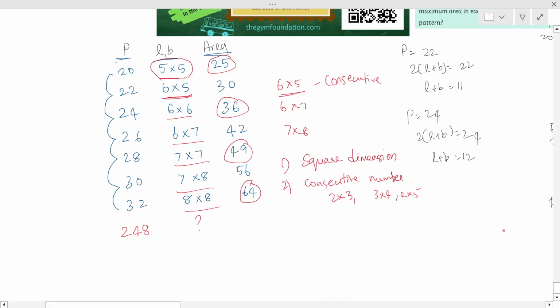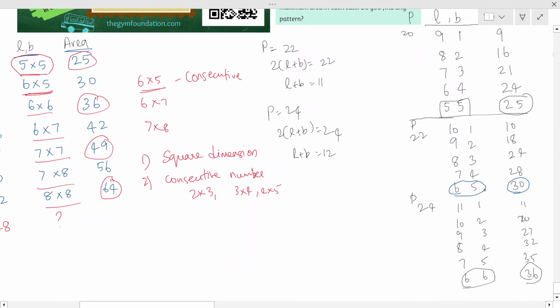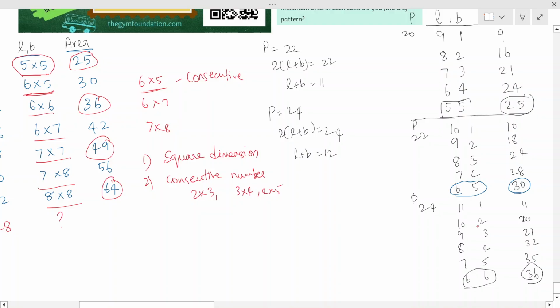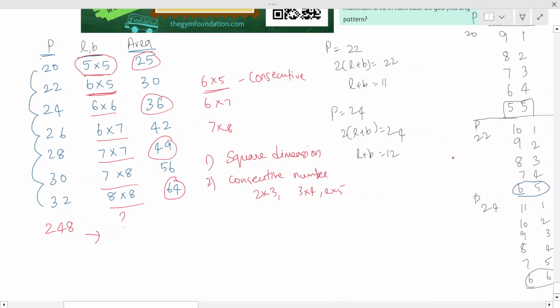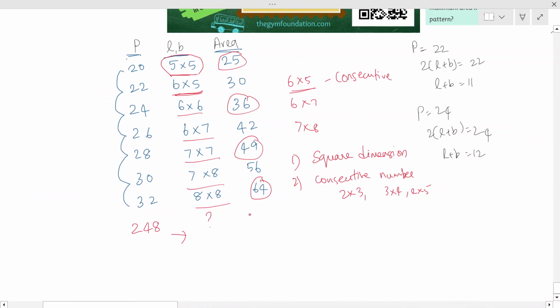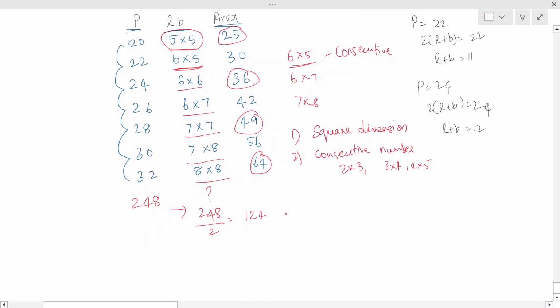Do you really need to build these tables to find the dimensions resulting in maximum area? Is this a smart way? Yes, it's a smart way in the start, but not after you build this table and made observations. So what you can do is basically take the perimeter divided by 2, and you get L plus B, right? So 248 divided by 2 is 124. You then divide again by 2 and get the quotient, because L and B should be more or less the same. So you either divide by 4 entirely or divide by 2 two times.